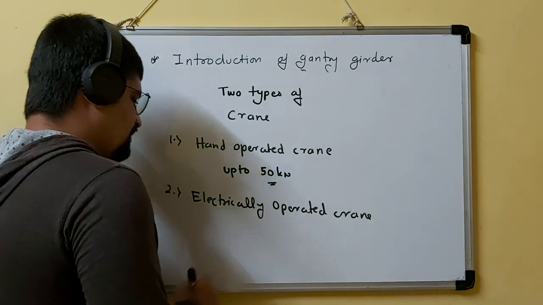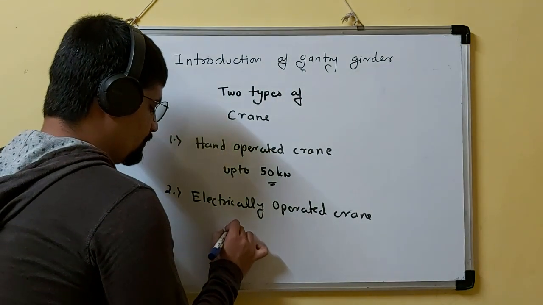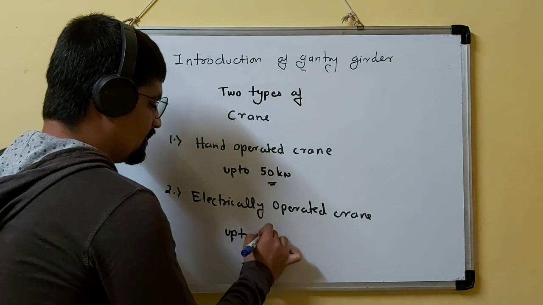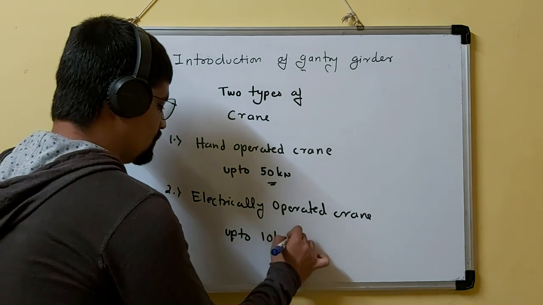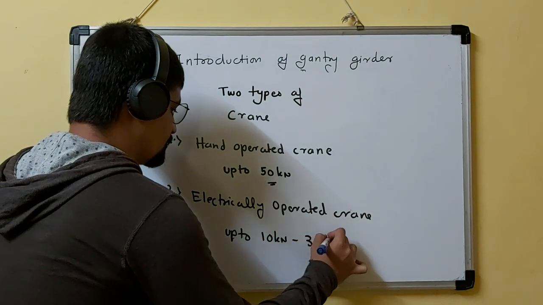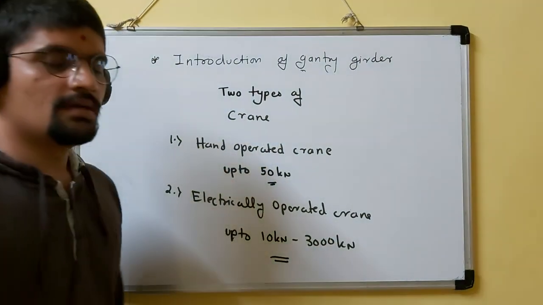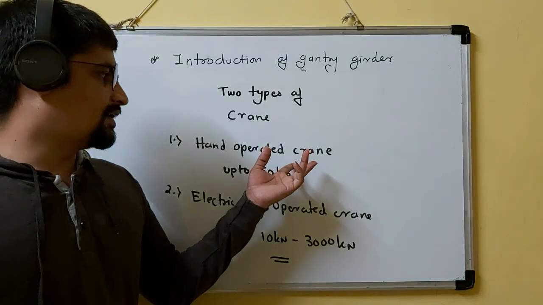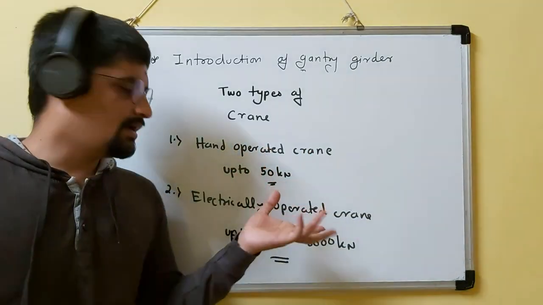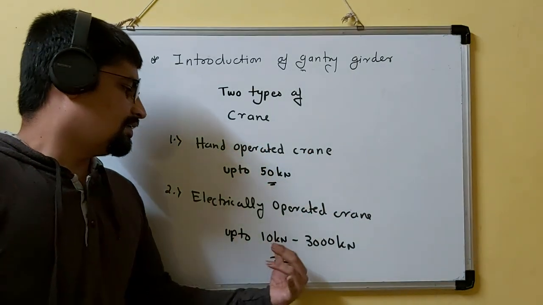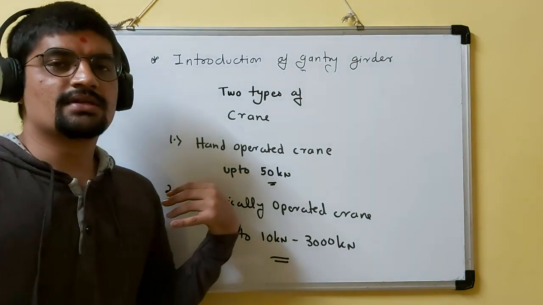The electrically operated crane is used for lifting from 10 kilonewton up to 3000 kilonewton. Okay, there are two types of crane. First one is the hand operated crane, and the other is the electrically operated crane for 10 kilonewton to 3000 kilonewton weight.